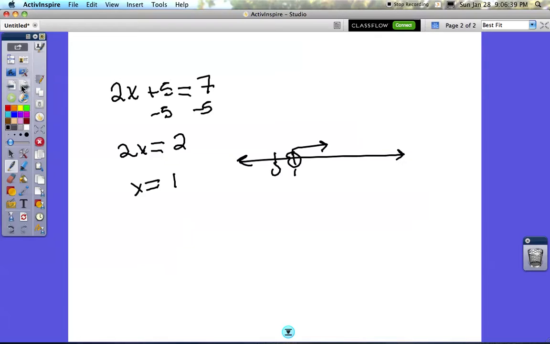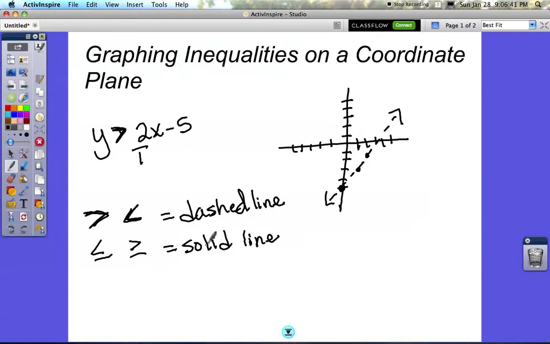Now let's see how we show that on our coordinate plane. So y is greater than all this. I want you to put your pencil on that line somewhere.